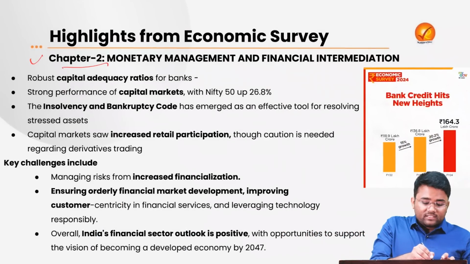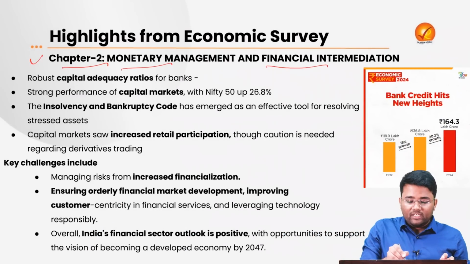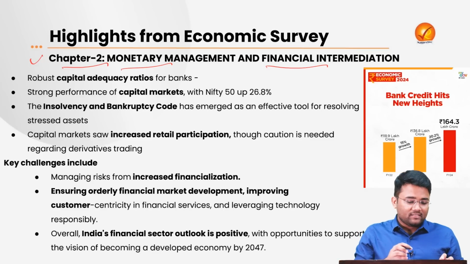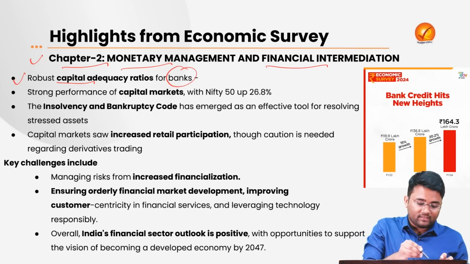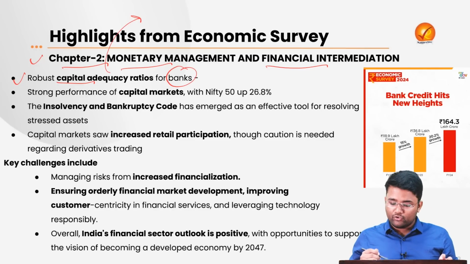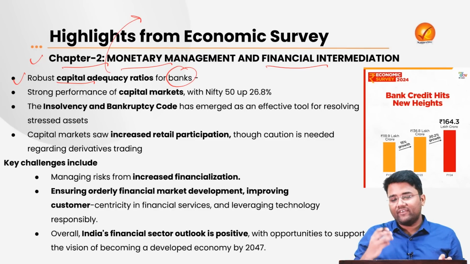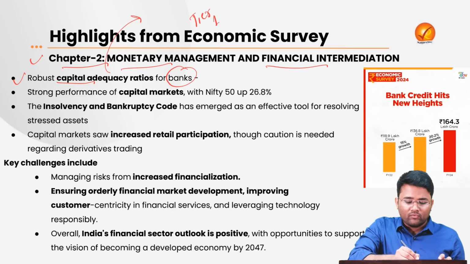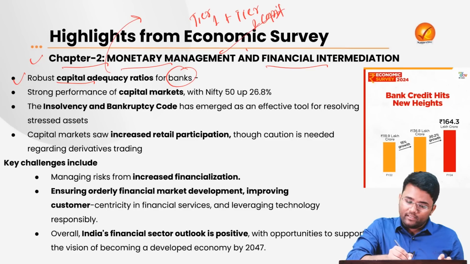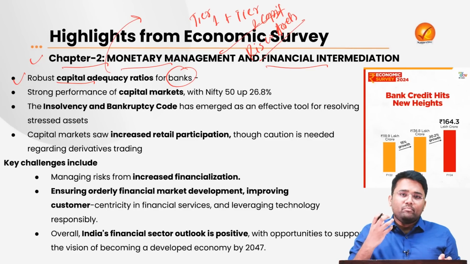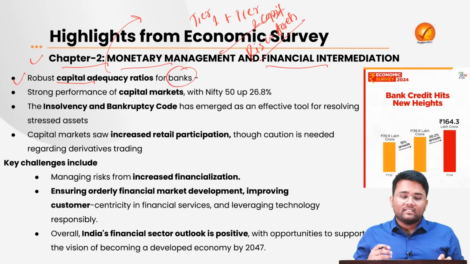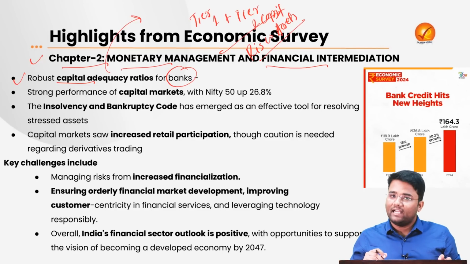Then if we move towards chapter 2, which talks about monetary management and financial intermediation, it says that there has been a robust capital adequacy ratio for the banks. The capital adequacy ratio is the ratio of the bank's capital buffer divided by the risk weighted assets, or in simple terms you can use this formula: tier 1 capital plus tier 2 capital divided by the risk weighted assets. It shows how well the bank is prepared to address the risk associated with the lending that they are doing.